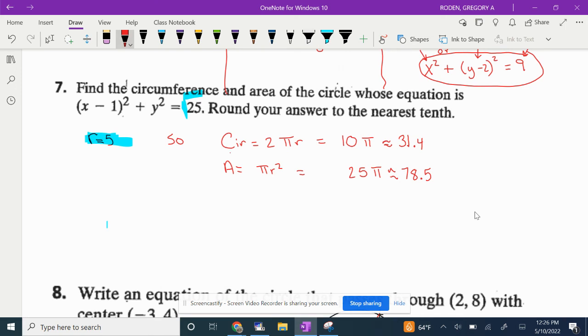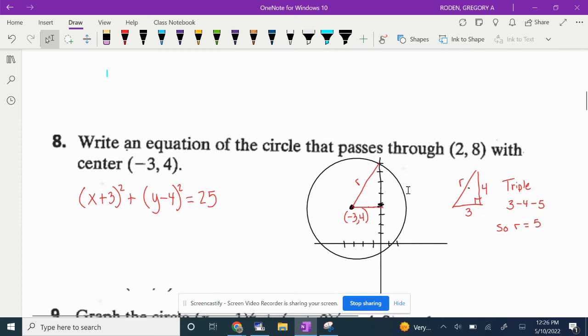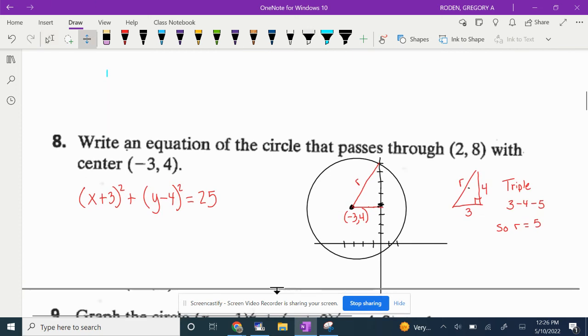And then you just use your formula. Circumference equals 2 pi r, and then 2 times 5, so it's 10 pi, which rounds to approximately 31.4. Area equals pi r squared. R is 5, so 5 squared is 25. 25 pi is approximately 78.5. And we're done.